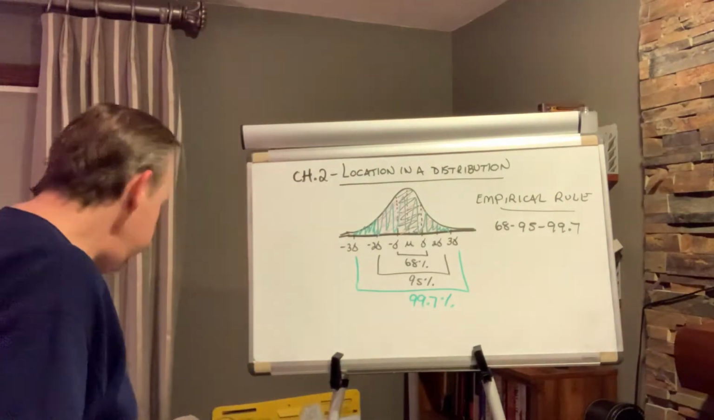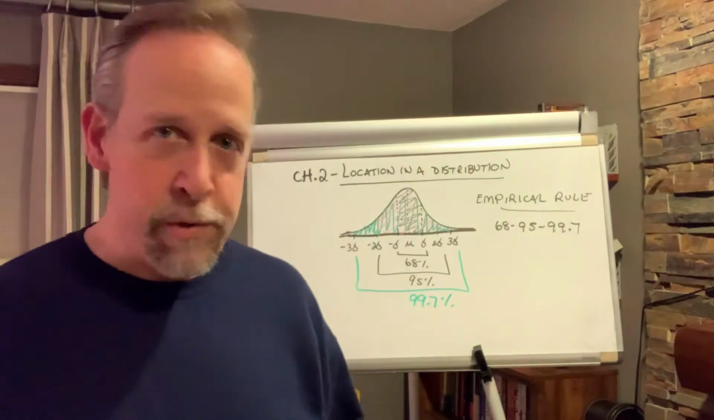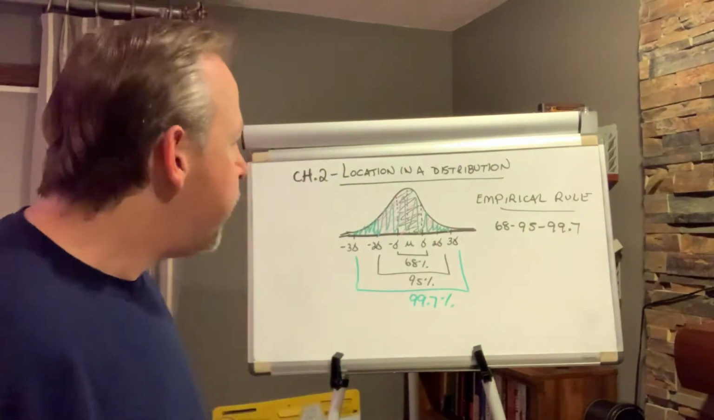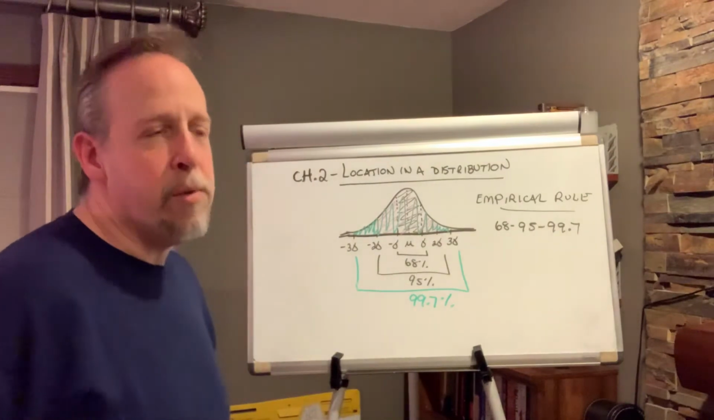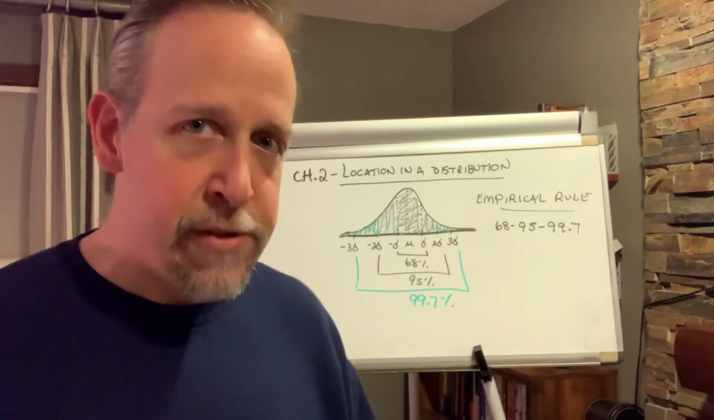Okay. So part of chapter 2 is concerned with where values fall in relation to the other values in a distribution. So we're going to come up with a way to figure that out with a simple number, and that number is called a Z-score.